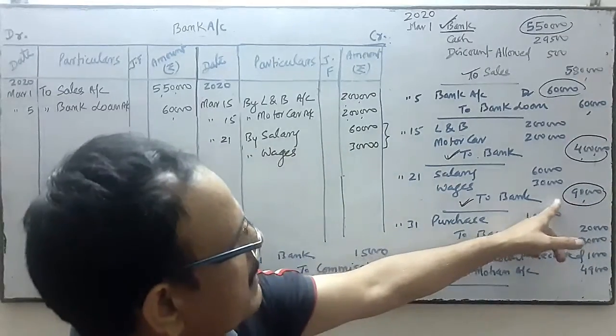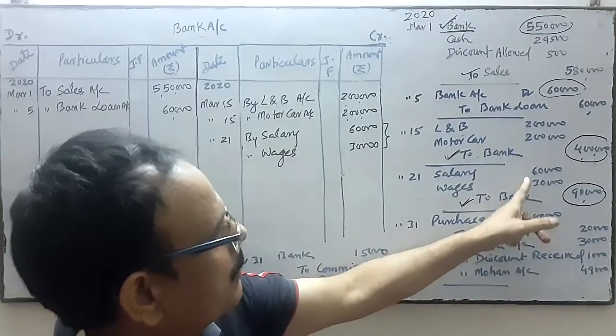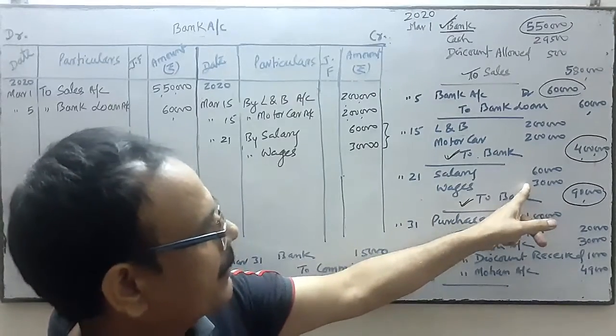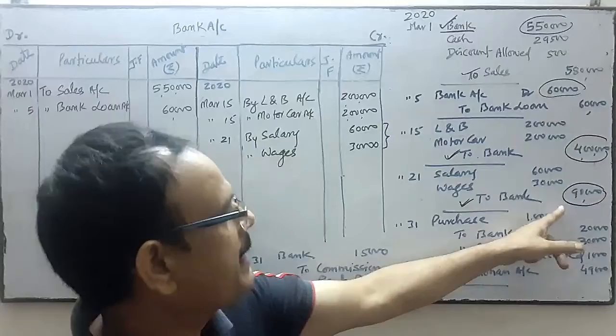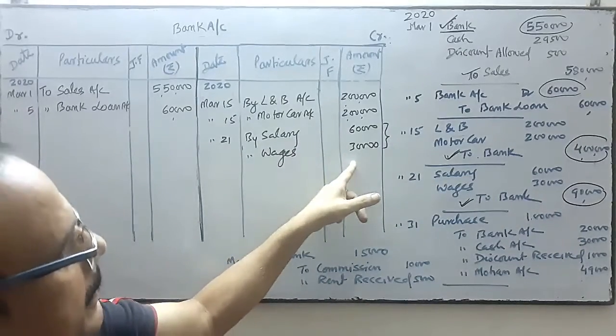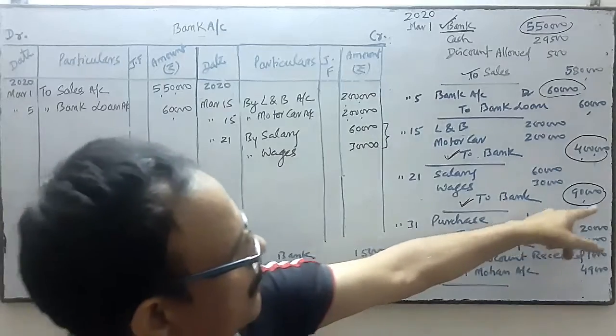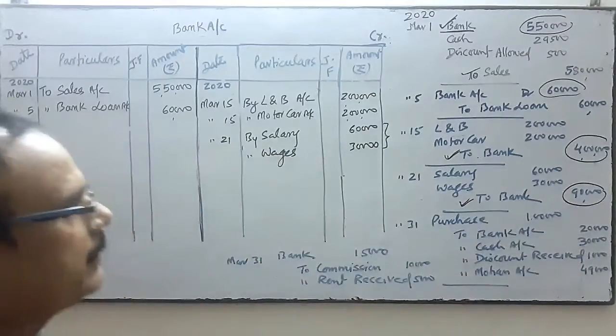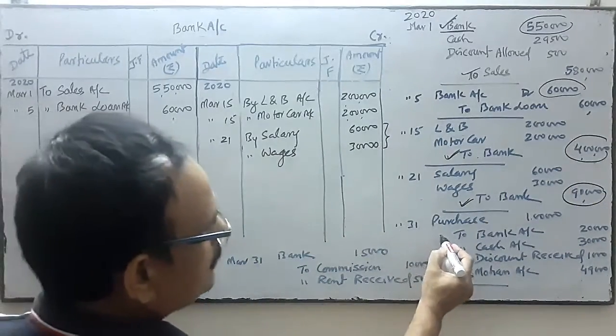This 90 comprises 60 of salary and 30 of wages. Total 90. So I have written by salary 60 and by wages 30. Total it, and automatically it becomes 90. Now the next transaction, bank is on credit.